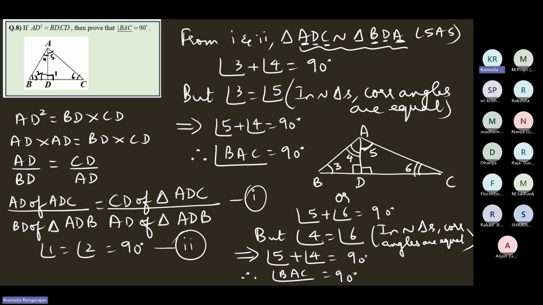Is this understood, children? Yes, ma'am. Now see, the corresponding angles which I was telling you, angle 3 is equal to 5. You need to understand that clearly. Otherwise, I can repeat it, children. Anybody has a doubt there, I can repeat that.